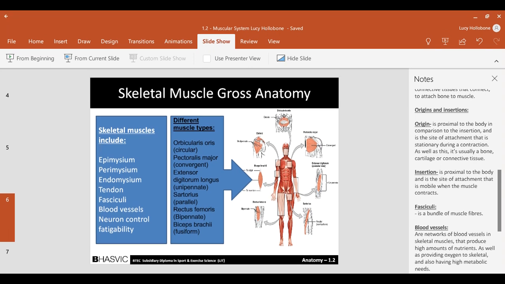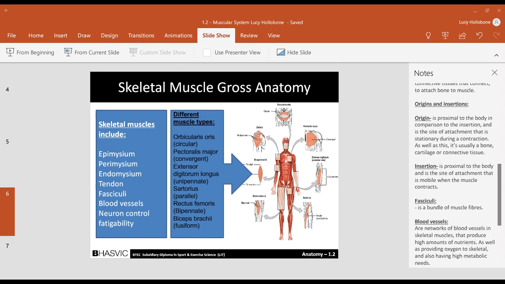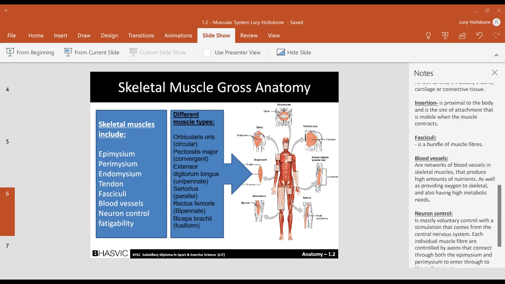Fasciculi. There is also fasciculi, which is a bundle of muscle fibers. And there is also blood vessels, which are networks of blood vessels in skeletal muscles that produce high amounts of nutrients, as well as providing oxygen to the skeleton, and also having high metabolic needs.